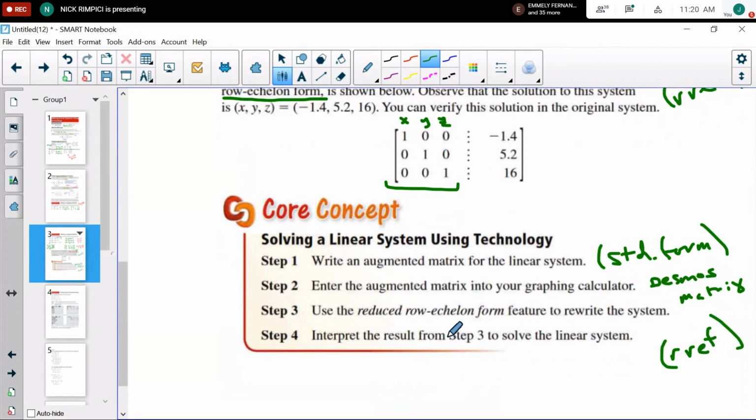Interpret the result from step 3 to solve the system. So you use what you see here to get the answer. And then provided everything is right, this is X, this is Y, and this is Z. Okay?